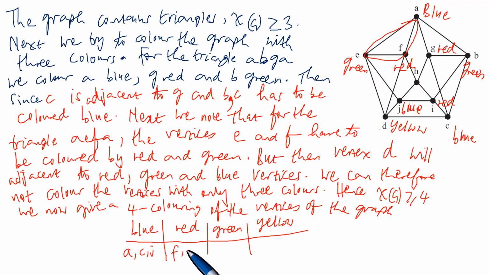G is what? Right, G is also red. Good. I is red. All right. Then green. B is green. Also, E is green. Also, H is green.